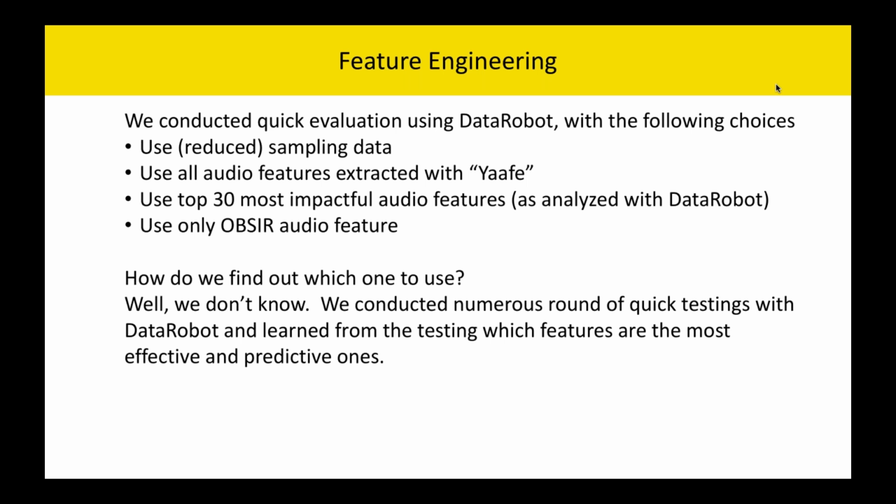Number 1, we just used the original sampling data. This is the digital sampler collected data, as I mentioned earlier on. Even with the reduction, you got 8,000 data points per second. And beyond that, we did a lot of research. We did a lot of reading on the audio processing papers.